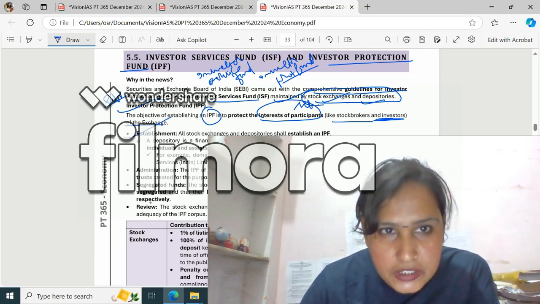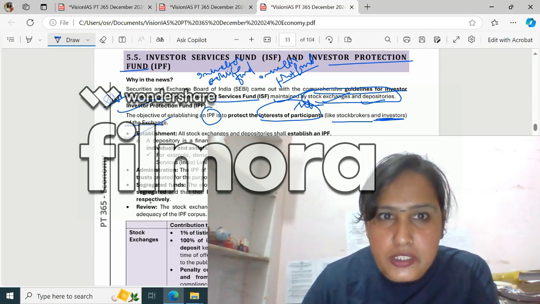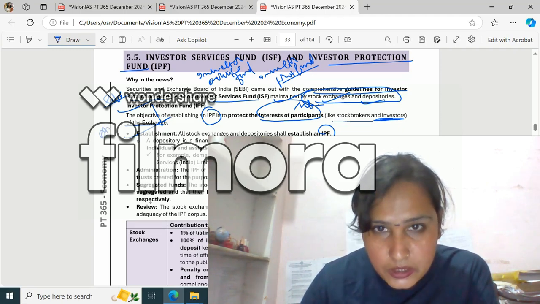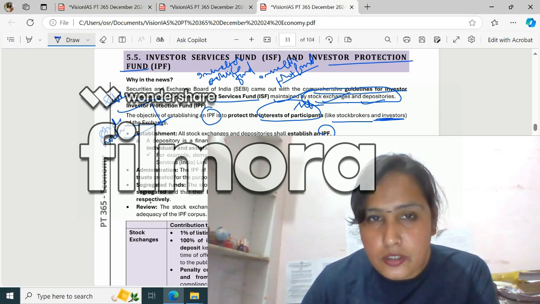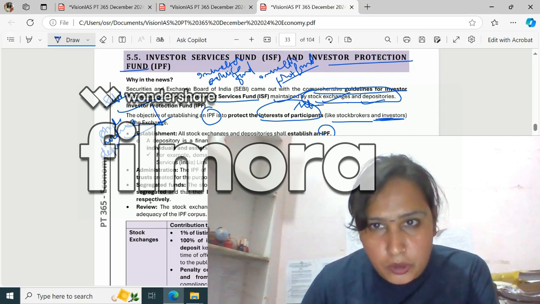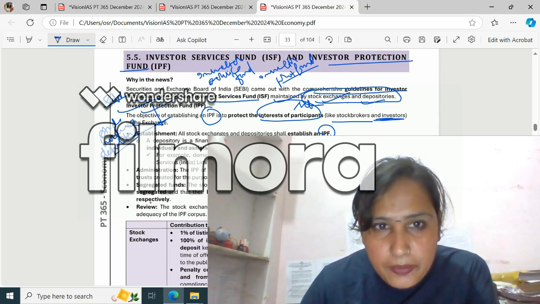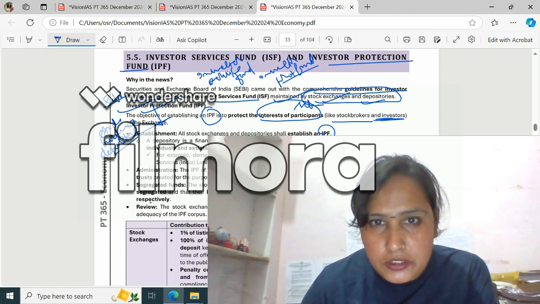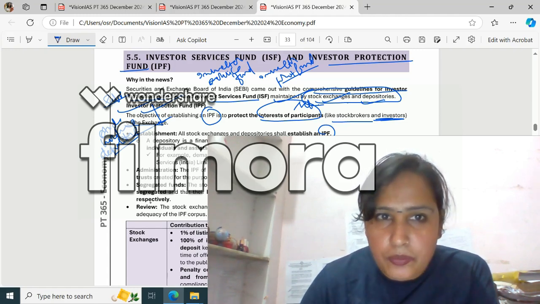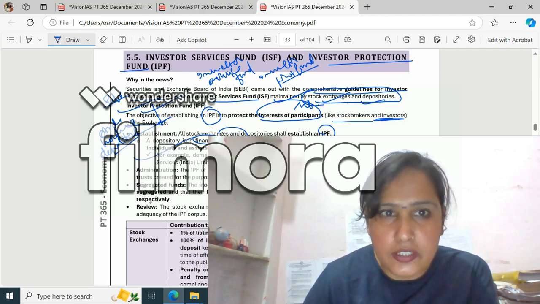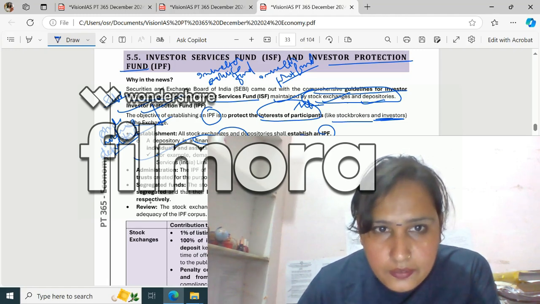So establishment: all stock exchanges and depositories shall establish the Investor Protection Fund. So stockbrokers will be there, and depositories will be there in the protection fund. A depository is a financial institution and organization that accepts deposits from businesses and individuals also, and holds assets for buying and selling of financial instruments.